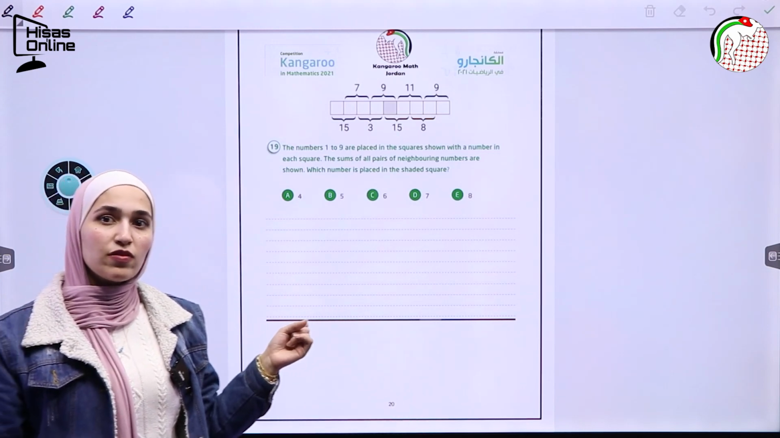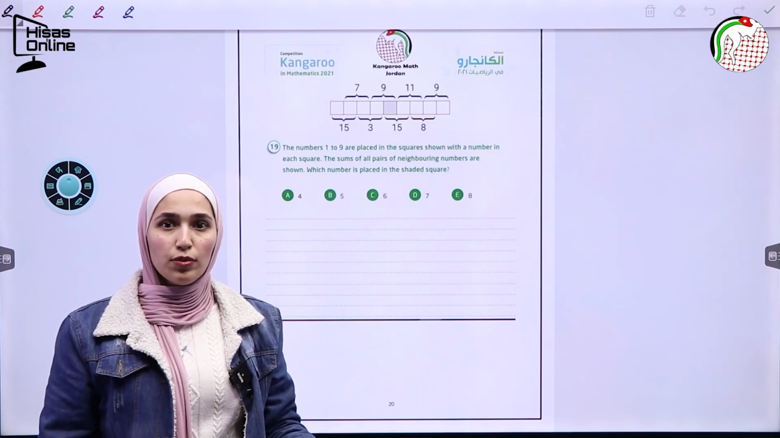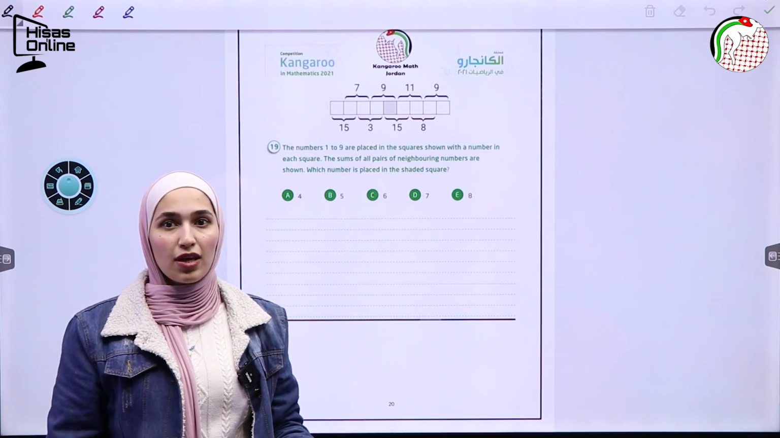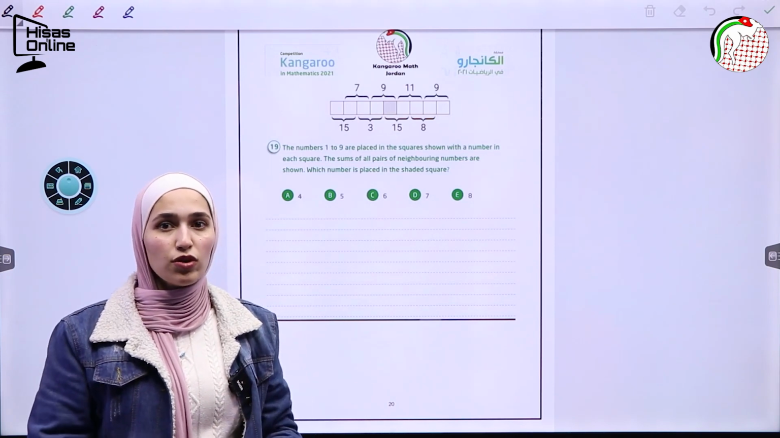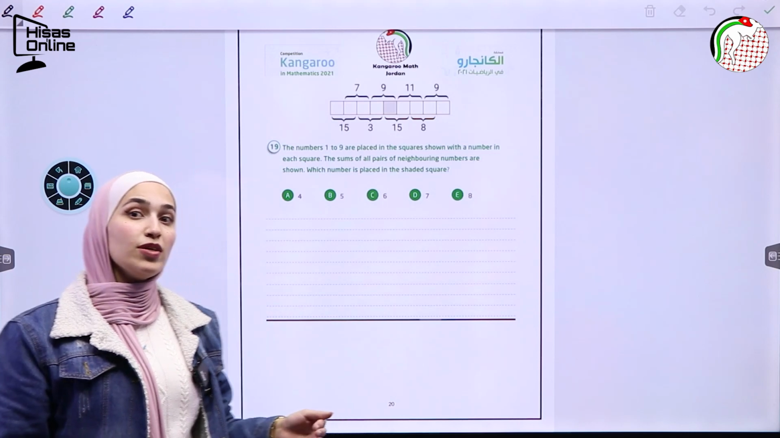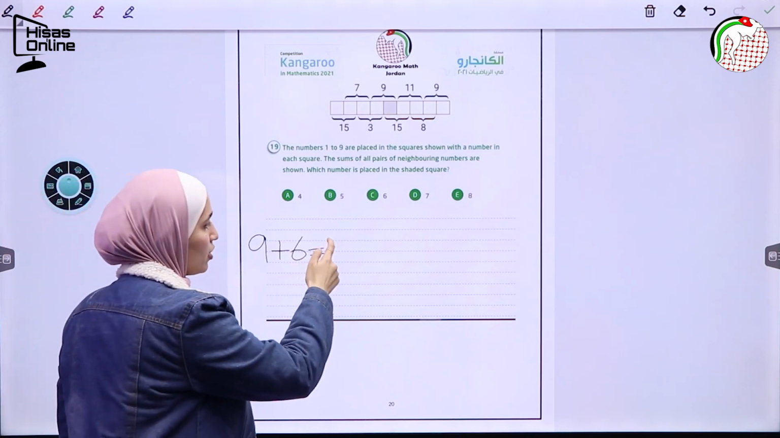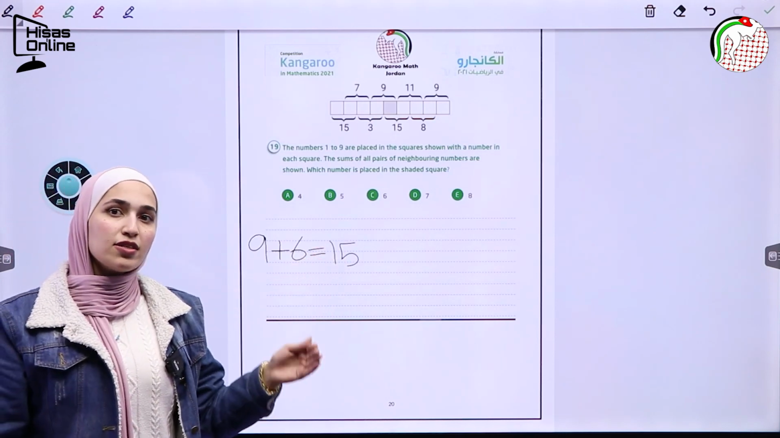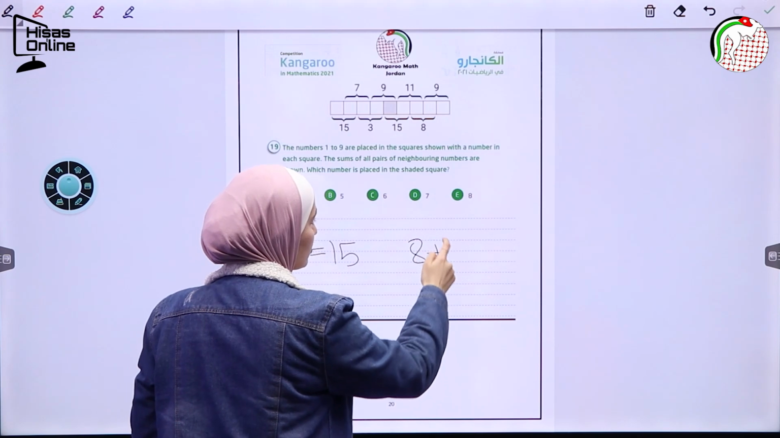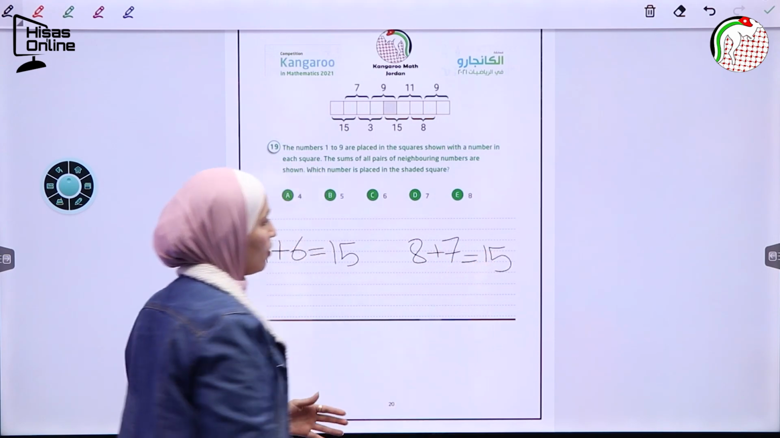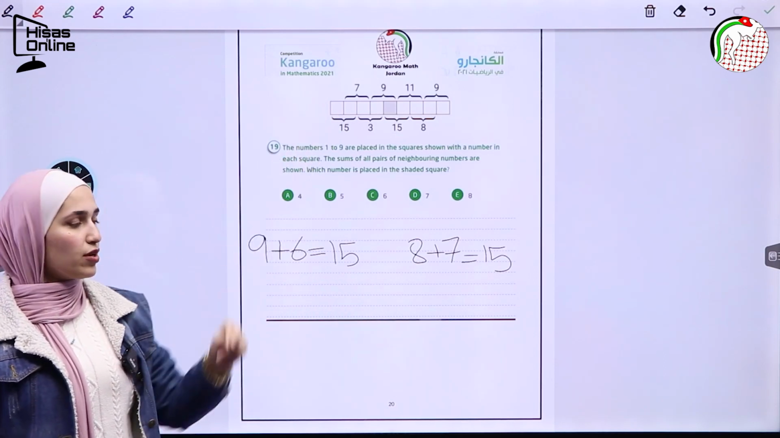So 1 plus what equals 15? 1 plus 14. So does it work? 14 is out of the range. 2 plus 13 doesn't work. 3 plus 12 doesn't work. 4 plus 11 doesn't work. 5 plus 10 also doesn't work. 10 is out of the range. Now 9 plus what equals 15? 9 plus 6 equals 15. So this is the first possible answer. Now let's see 8 plus what equals 15? 8 plus 7 equals 15. So we have two possible statements that we can fill these squares with.